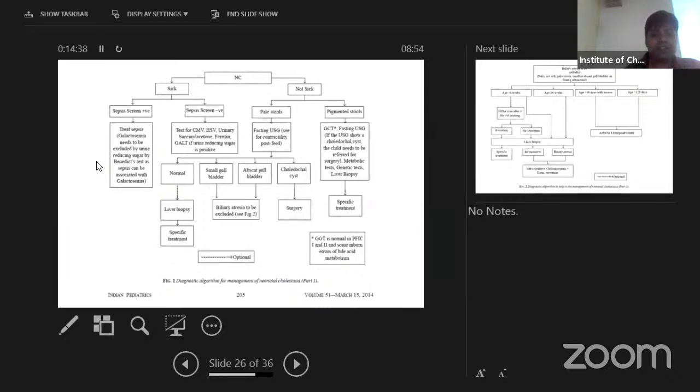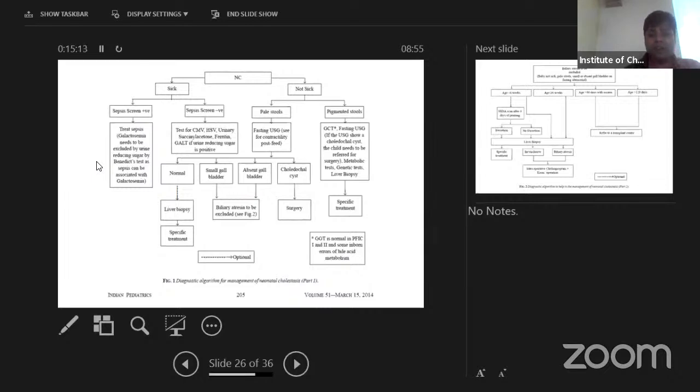If the child is not sick and the stool is pale, fasting USG should be done to see for the contractility post-feed. If this is normal, then liver biopsy should be done and a specific treatment should be started. If the gallbladder is small or absent, then biliary atresia cannot be excluded. If there is a choledochal cyst, then surgery should be performed.